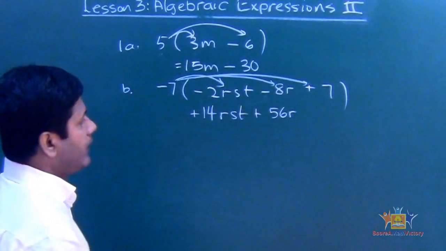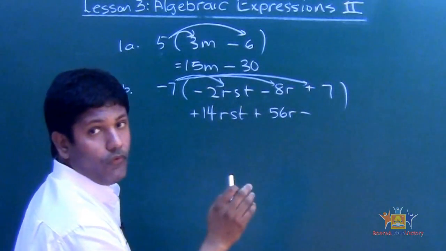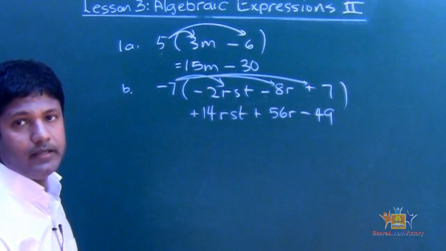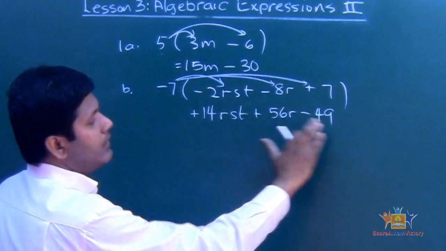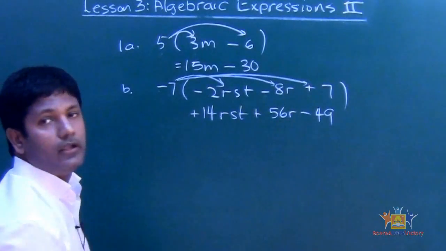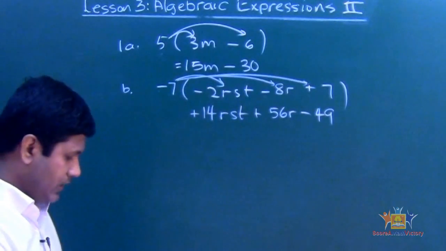Now, negative, positive, negative. 7 times 7 is 49. Now, am I done? Yes, there's nothing to combine. They all are different terms: this is RST, and this is R, and this is a constant. So you cannot combine them, you leave it that way. That's your final answer. Okay, good.